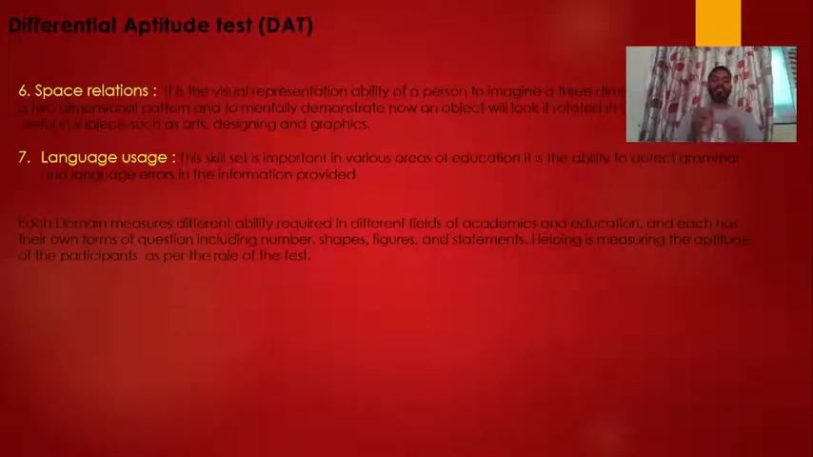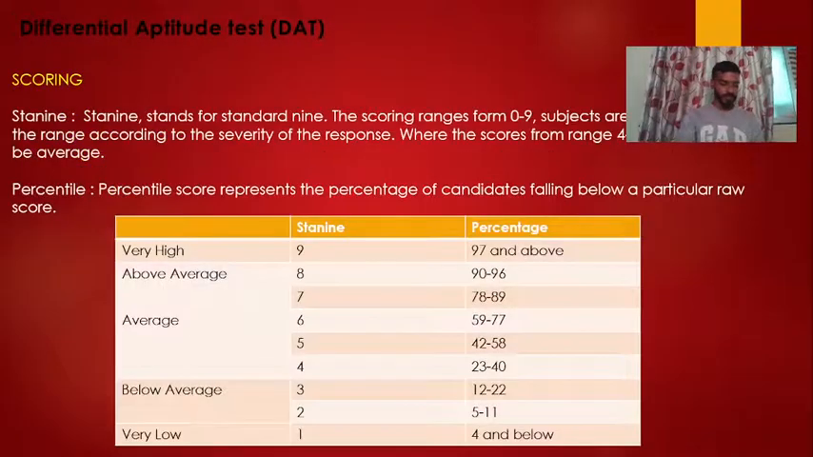This ability is useful in subjects such as arts, designing, and graphics. Language usage is the most important skill set used in different areas of education. It is the ability to detect grammar and language errors in the information provided. Each domain measures different abilities of the individual, with different questions and statements, shapes and figures for each domain, helping in measuring the aptitude of the participants as per the purpose of the test.